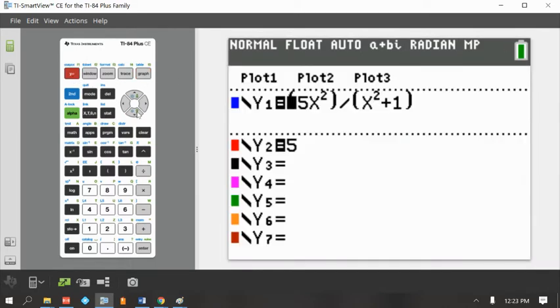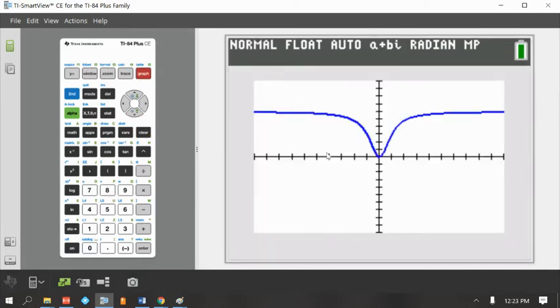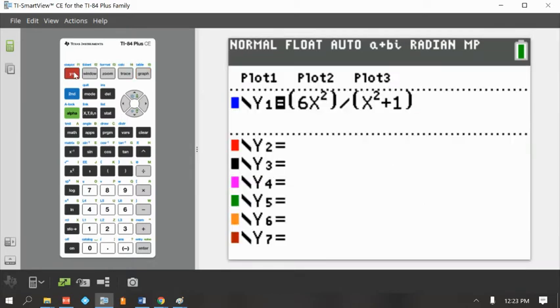If I were to change this 5 to a 6, get rid of this, delete, it would now be 6. So notice it's up at 6 now. 1, 2, 3, 4, 5, 6 is up here. If I were to change the horizontal asymptote to, let's see, insert a negative, and let's change the 6 to a different number. Yeah, I don't know, make it 2.